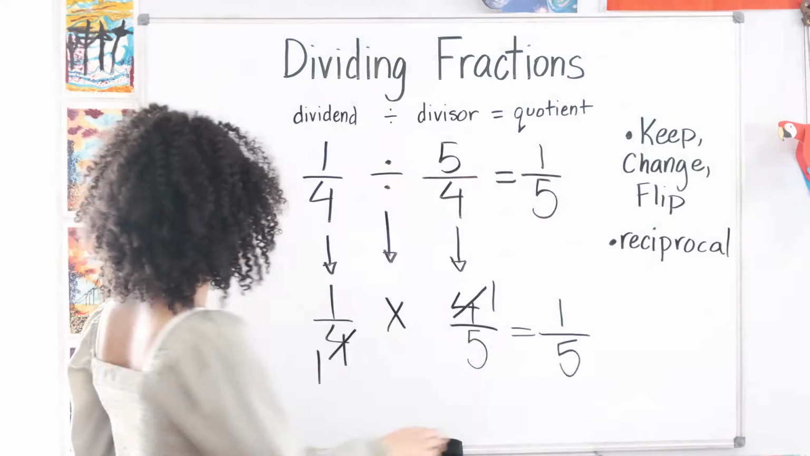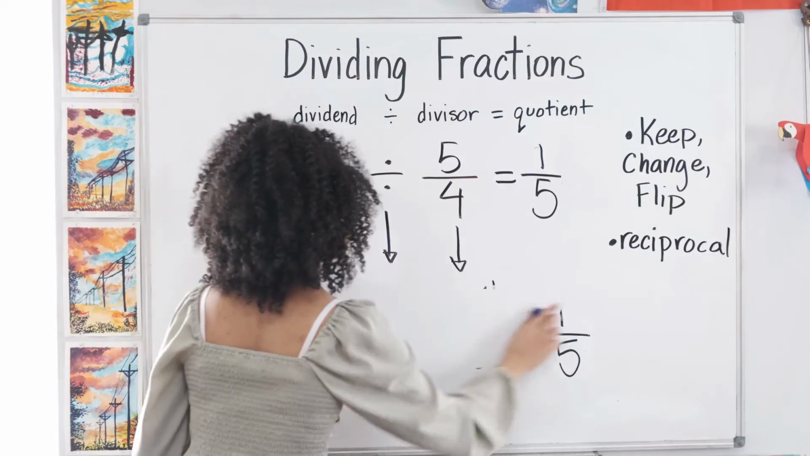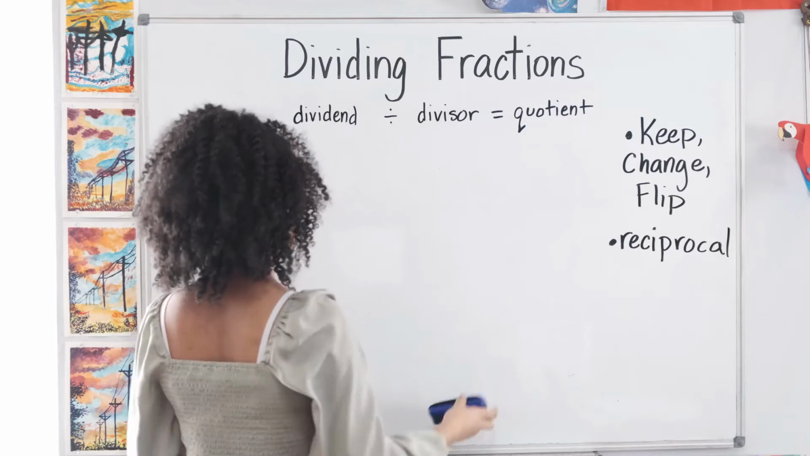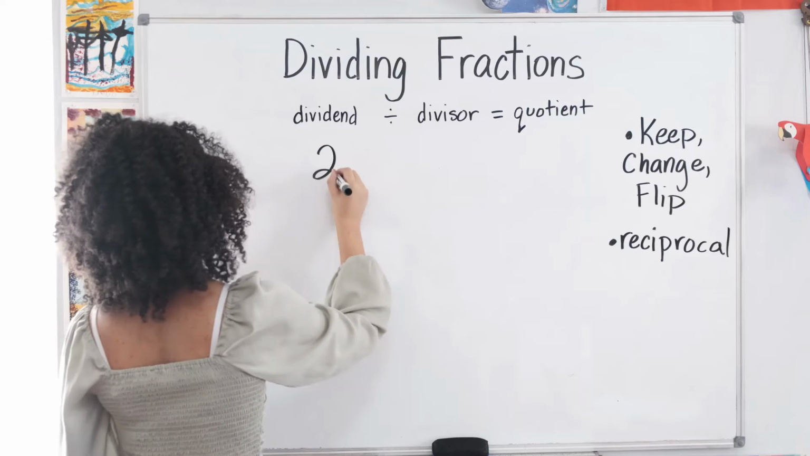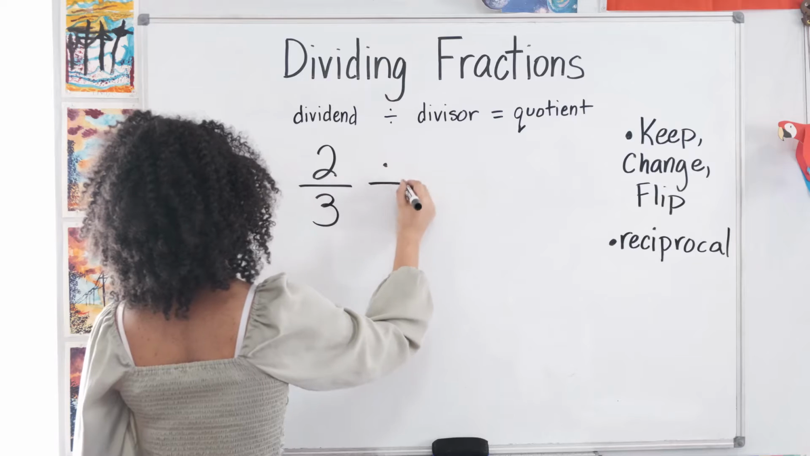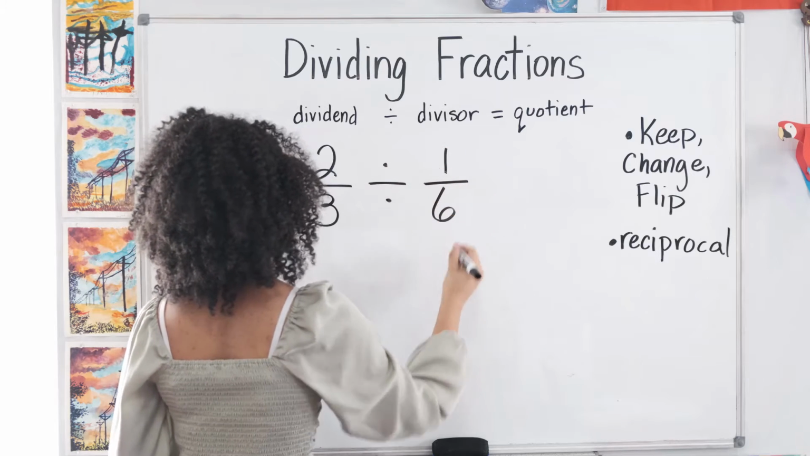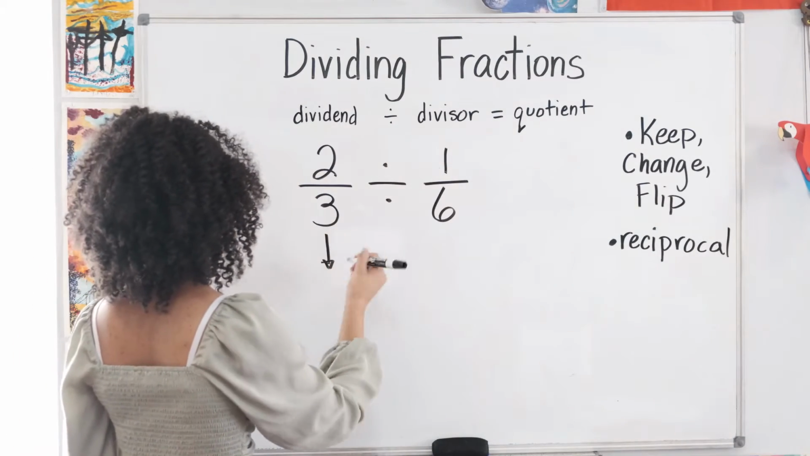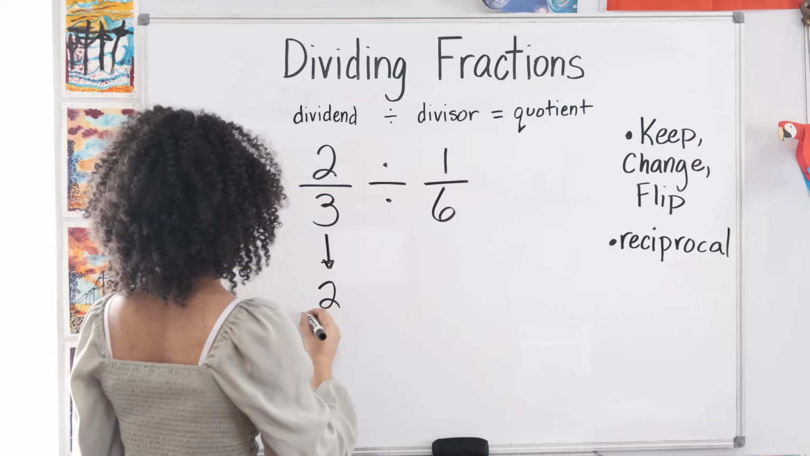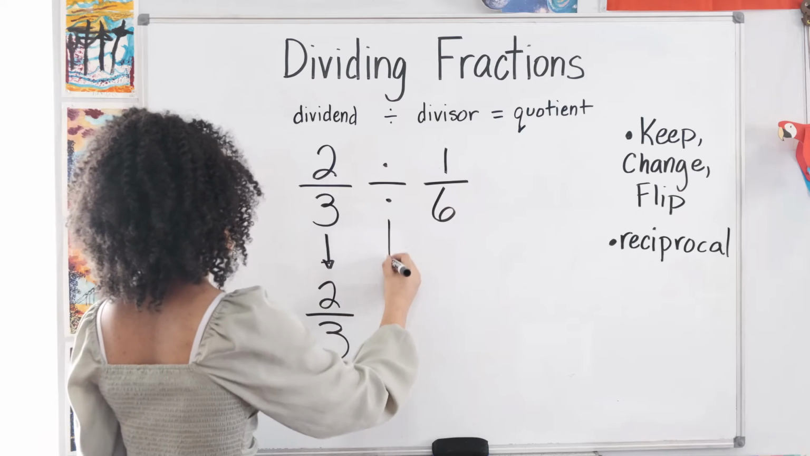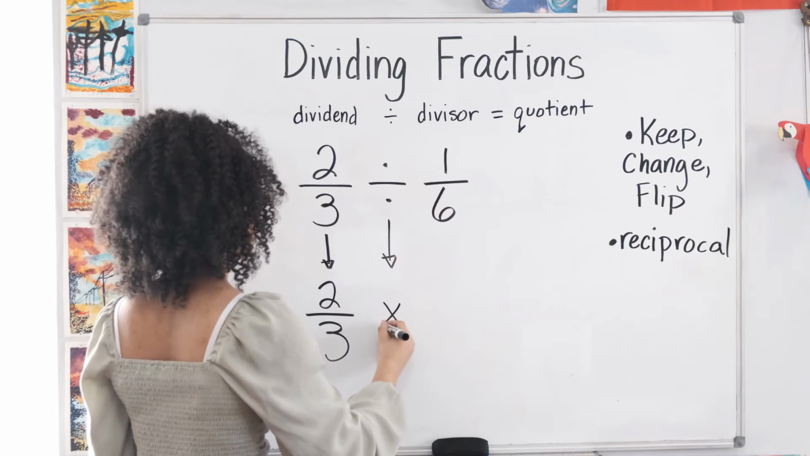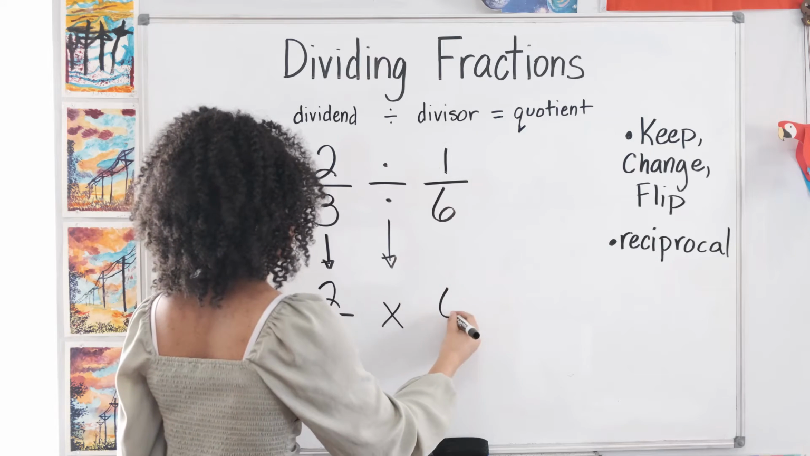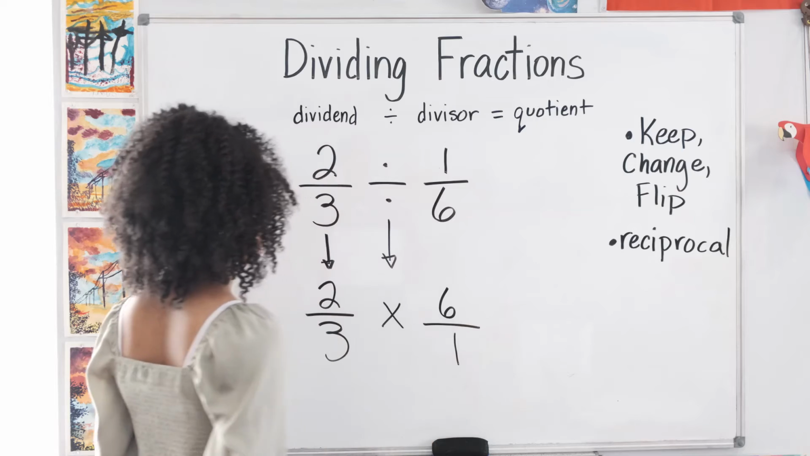Now, let's do one more so that you can have a better understanding of how to divide fractions. We have 2/3 divided by 1/6. Again, we use the process of keep, change, flip. Keep your dividend, so 2/3 stays 2/3. Change your division sign to a multiplication sign. And then flip your divisor. 6 becomes the numerator, and 1 becomes the denominator.